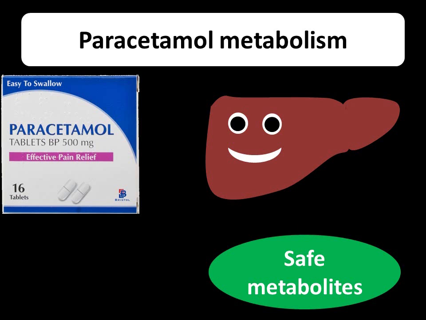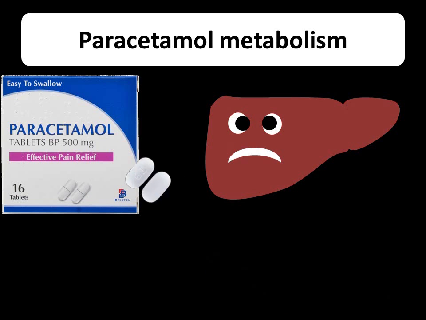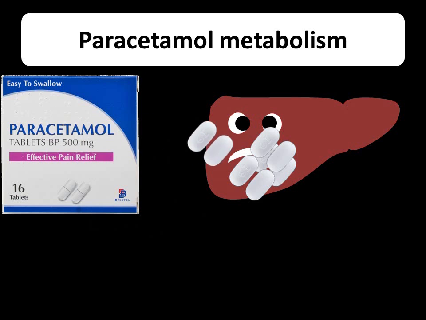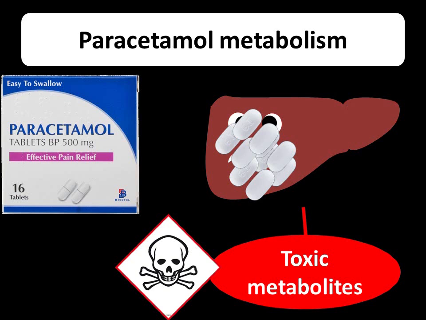Now, a problem arises if we overload the liver with too much paracetamol. This can occur if there's an overdose of paracetamol, either accidental or intentional. And in this case, the liver's ability to produce safe metabolites basically becomes overwhelmed, and there ends up being a buildup of toxic metabolites. These toxic metabolites can cause irreparable damage to the liver and sometimes also to the kidneys. And in serious cases, the damage to the liver can prove fatal.